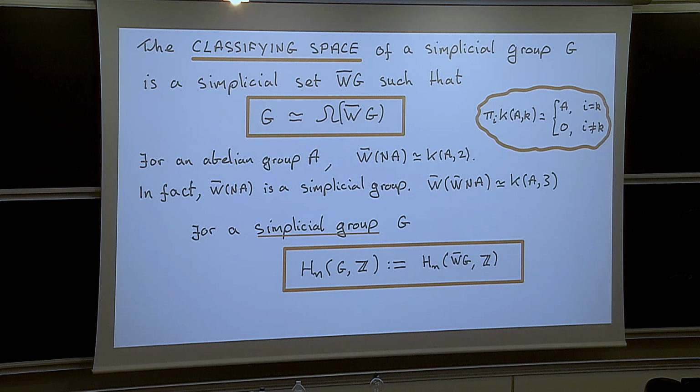So for a simplicial group G, the homology of G, we can define it to be the homology of the classifying space. But I will have to tell you about what the classifying space is. And if you take G to be a group, you can fit the homology of groups into this definition as well, but I'll say more about that in a moment. So before I tell you what W bar is, let me just show that you can make calculations with all of this.